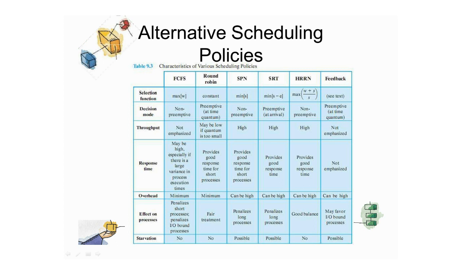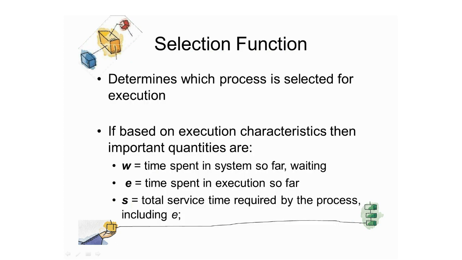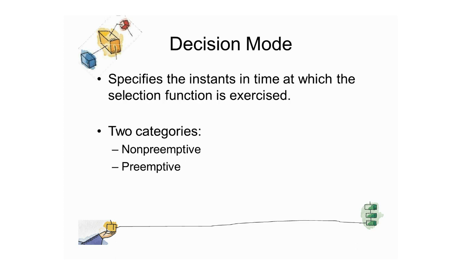Alternative scheduling policies. Here's the table of scheduling policies. Selection function: it determines which process is selected for execution. If based on execution characteristics, then the important quantities are: W equals time spent in the system so far, waiting; E equals time spent in execution so far; S equals total service time required by the process, including E.